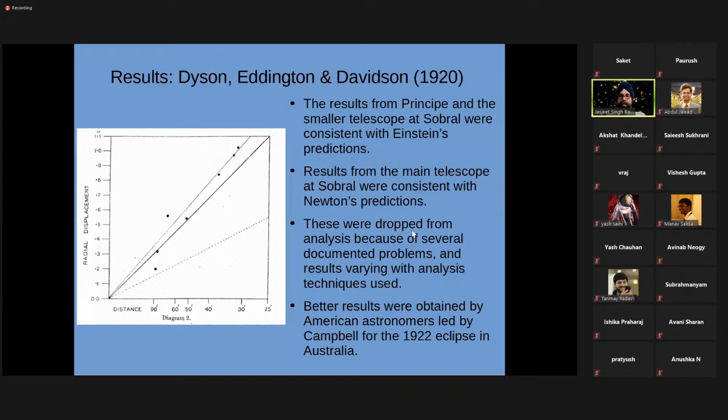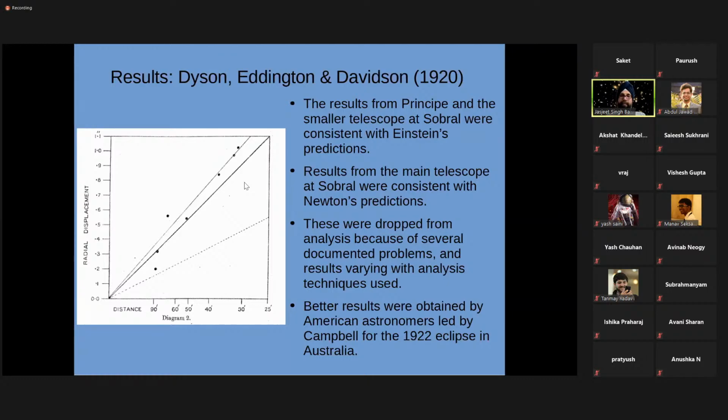So results from the main telescope at Sobral, if they assumed that the scale of the image had shifted, were consistent with Newton's predictions. But if they assumed that it was just off focus, then they were consistent with Einstein's prediction. But because they could not figure out exactly what had happened, the astronomers decided to essentially leave those results out. The results from the smaller telescope at Sobral were the main drivers for this particular plot, and results from Principe were consistent with it.